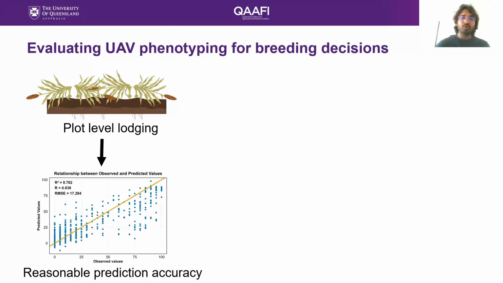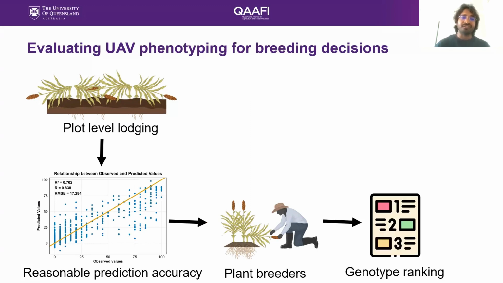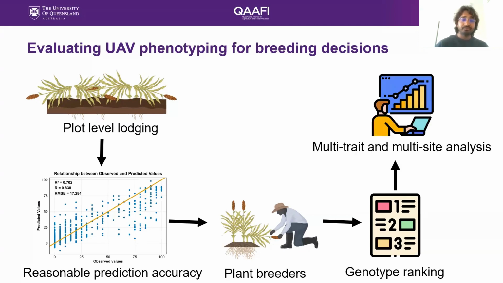The results showed reasonable prediction accuracy, but observed and predicted values were not identical or not perfect. However, plant breeders are mainly interested in genotype ranking, identifying which genotypes are best and which are the worst. Since manual and UAV phenotyping may produce different rankings, we also need to evaluate how reliable the UAV-based method is for breeding decisions. To do this, I conducted multi-trait and multi-site statistical analysis that includes genotypes in the model.